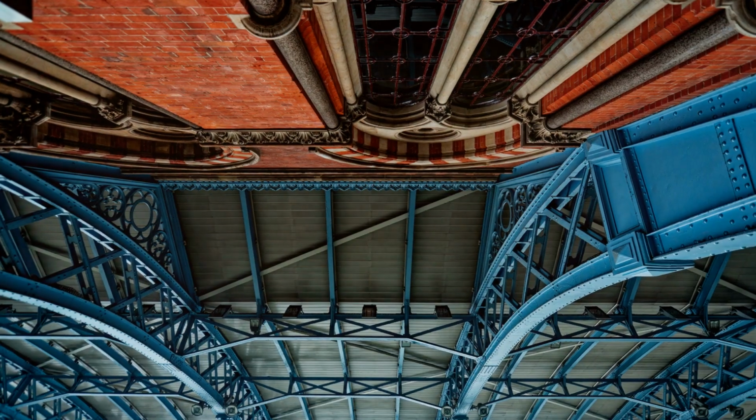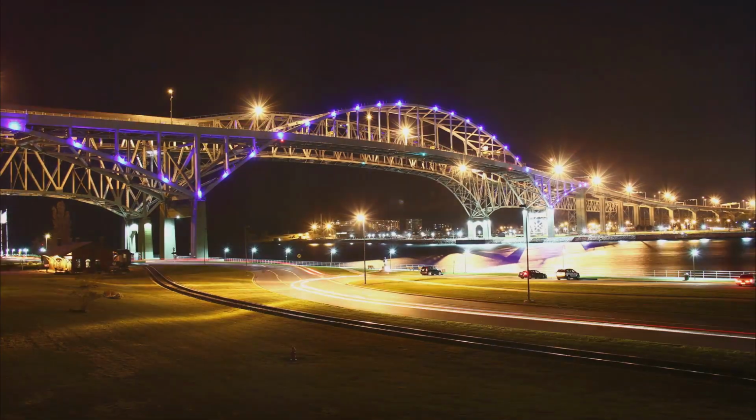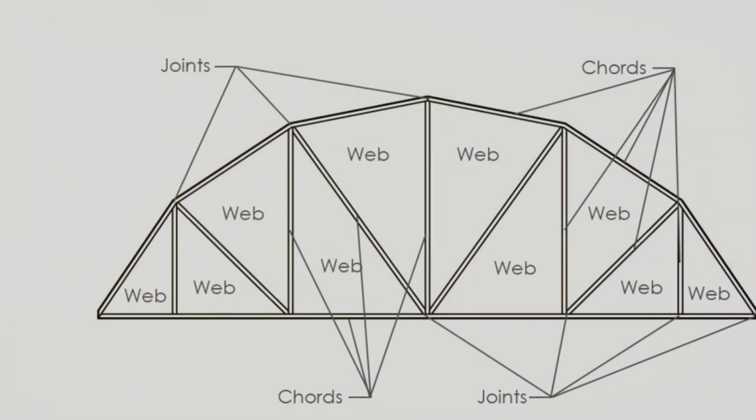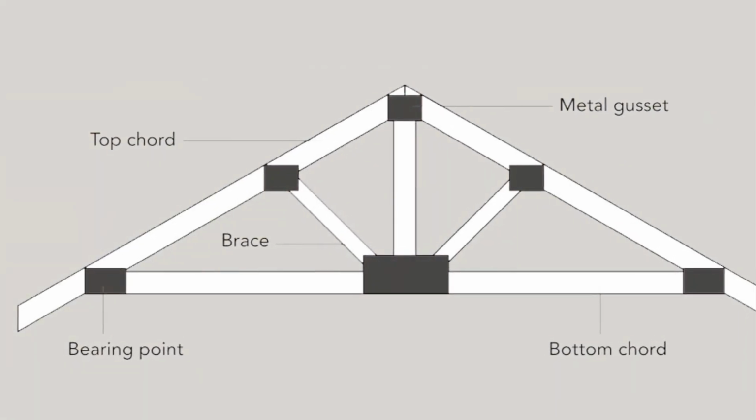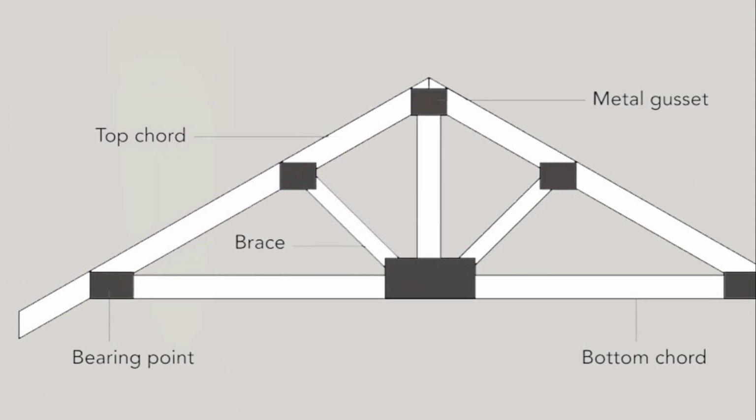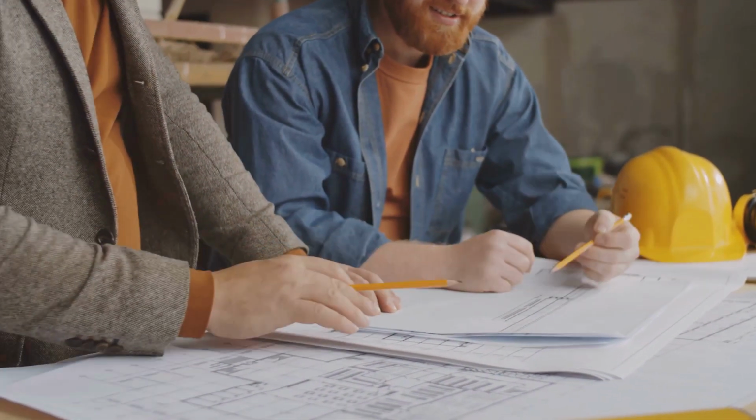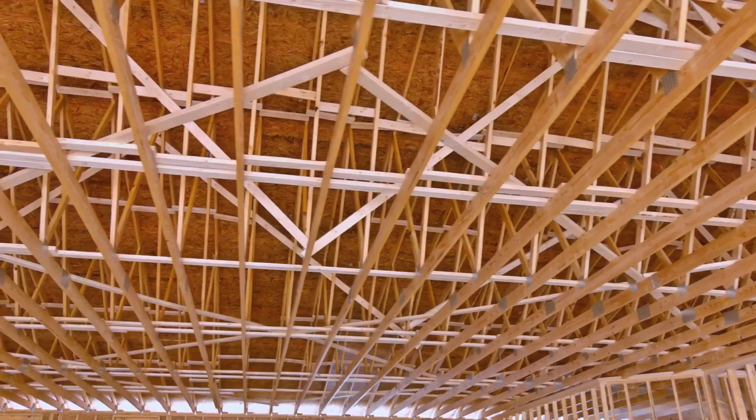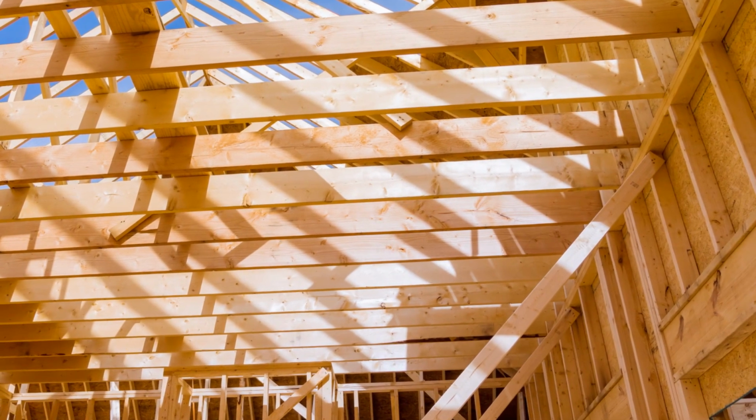Now let's break down a truss into its core components. There are three key parts: the web, chords, and joints. The web is the inner framework of the truss, often a series of interconnected triangles. The chords are the outer members of the truss, typically taking on the lion's share of the tension and compression forces. And finally, the joints, the points where the web and chords intersect, holding the whole structure together. These components work together, creating a robust, weight-bearing framework that we call a truss.